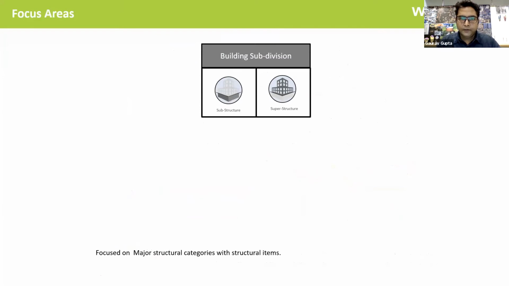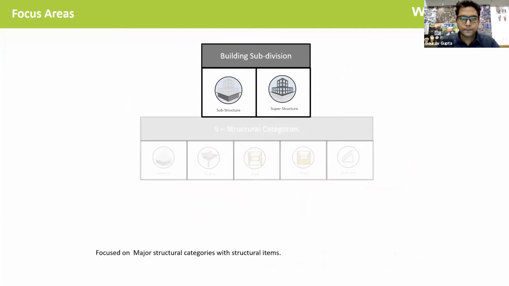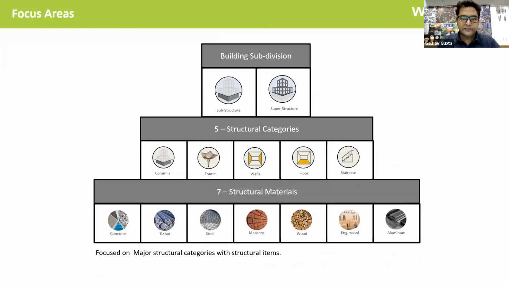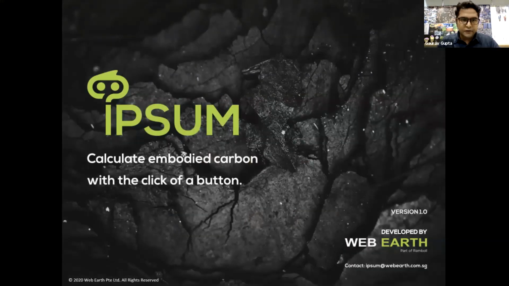Just to summarize, out of the categories that I showed before, we are looking at two major categories: substructure and superstructure. Five structural categories: columns, frames, walls, floors, and stairs, and 7 structural materials. And all that consolidated comes into this tool called Epsom. It is an automated design tool that calculates embodied carbon with one click of a button. One click of a button is something important. I will explain it in the coming slides.